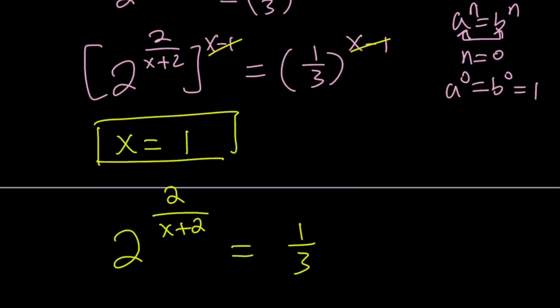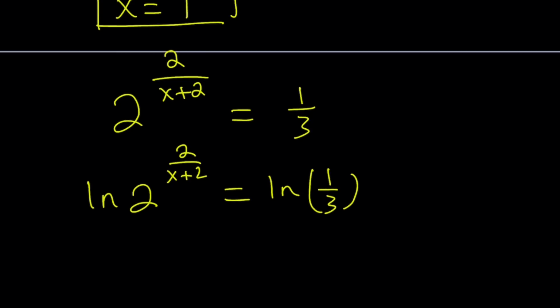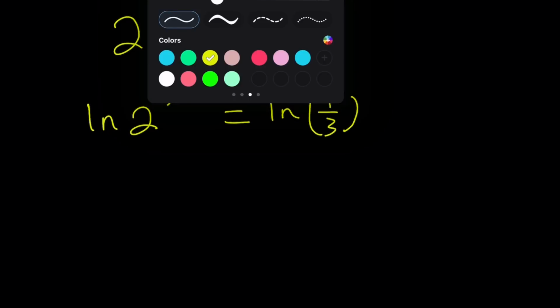Now the second case gives us the following, and from here we can basically solve by taking ln of both sides. Let's go ahead and do it. You could also use log base 2 if you want, but I'm going to use natural log to be consistent with these things. And then we get the following. And then from here we can basically move the power to the front, right?